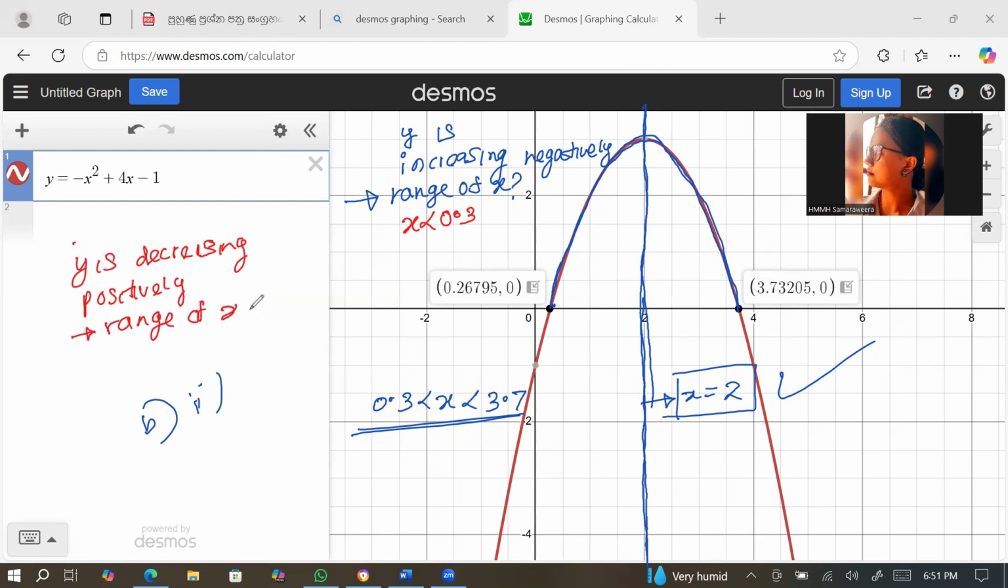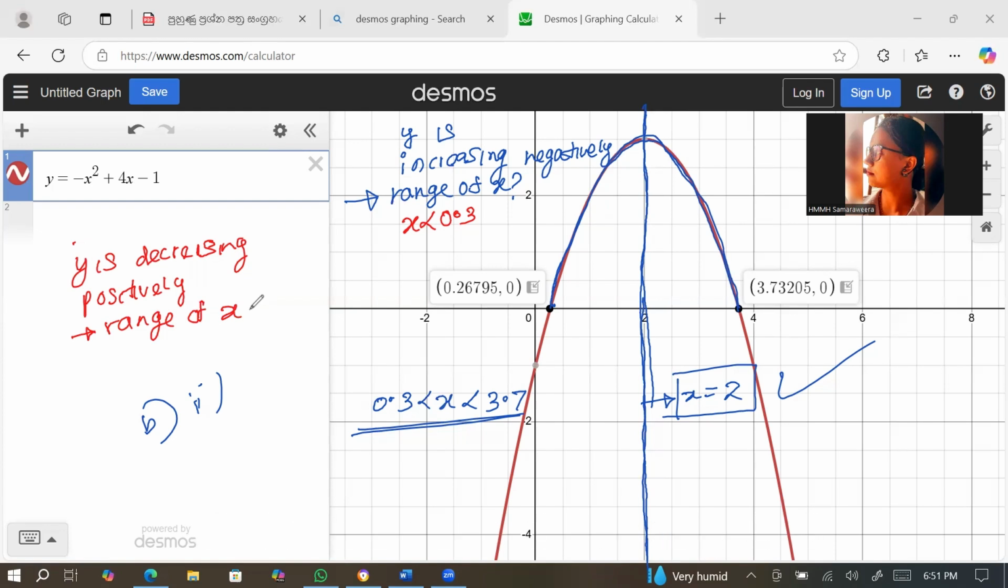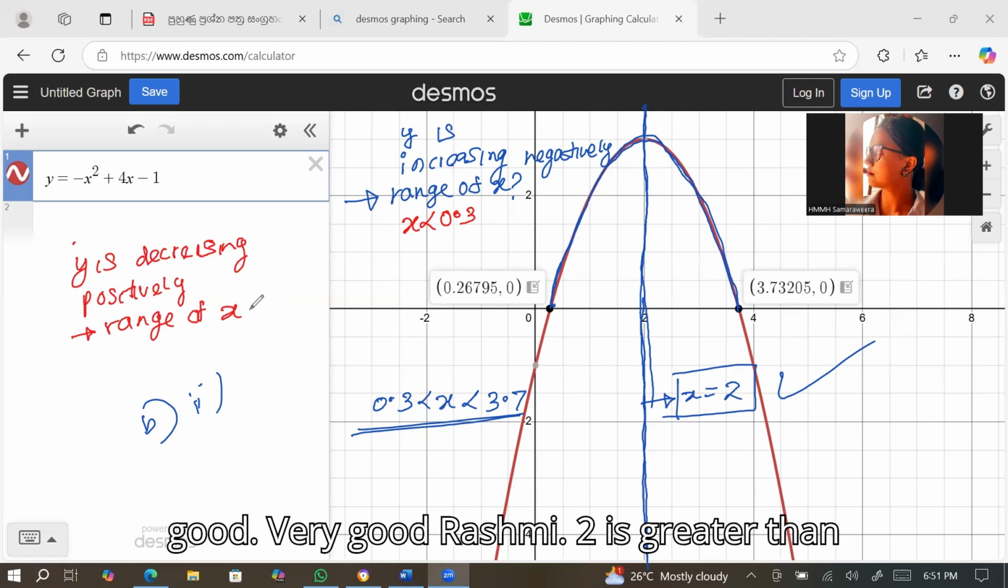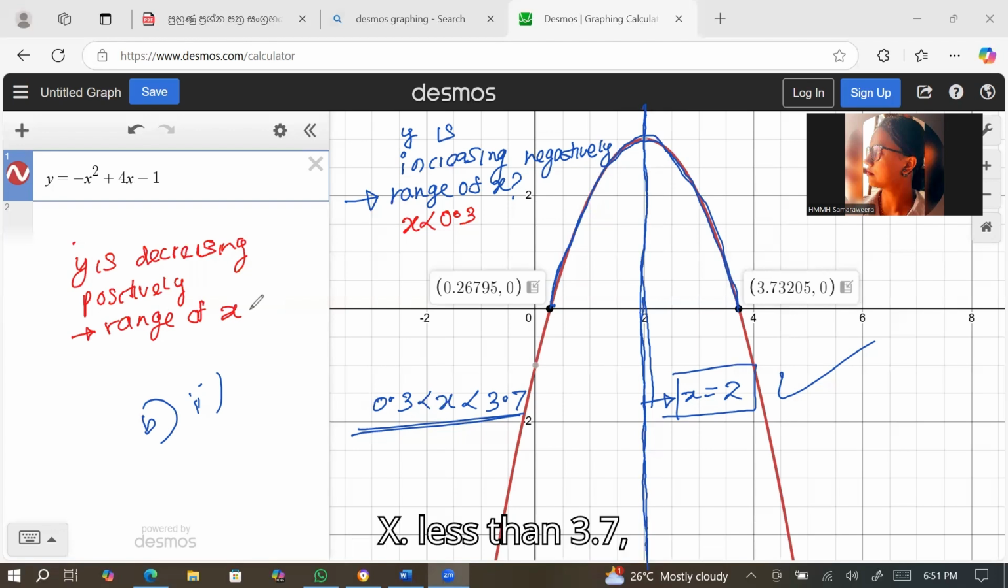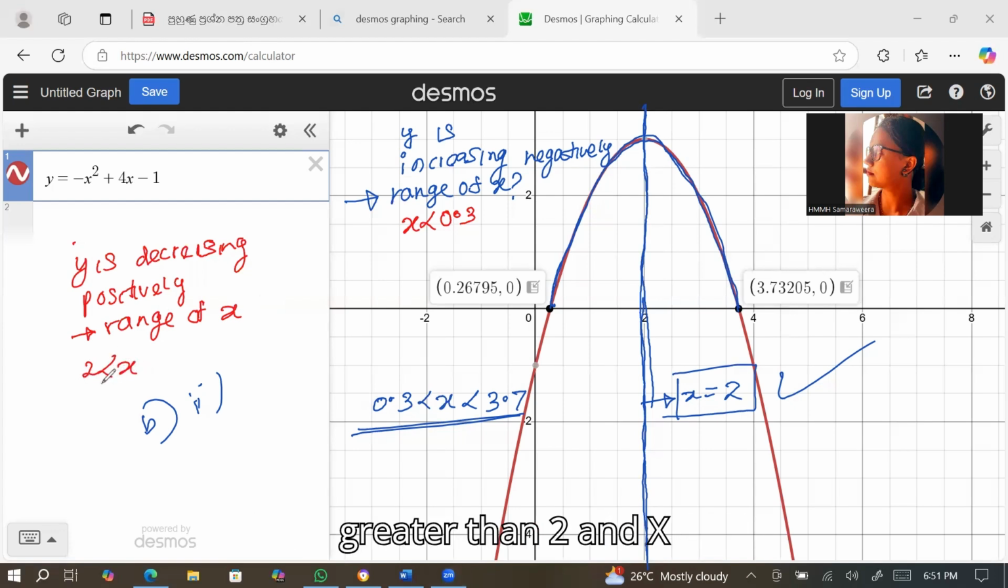Decreasing positively. What is the range of x? Yes. Very good, Rashmi. X is greater than 2 and x is less than 3.7.